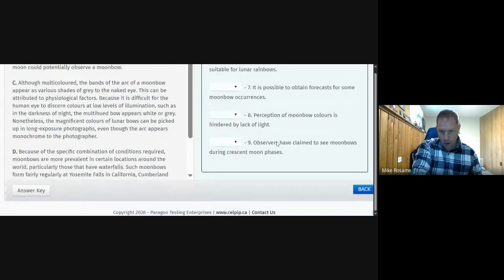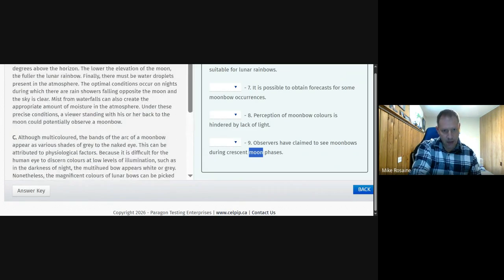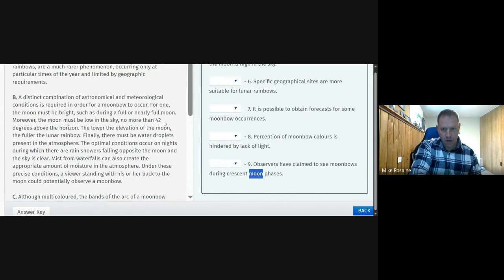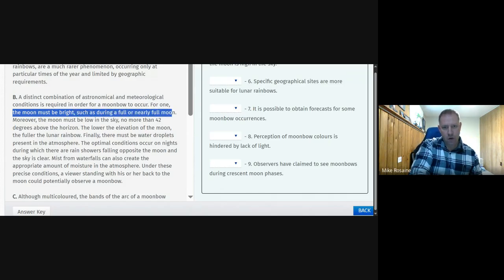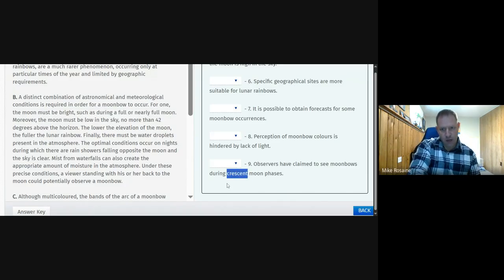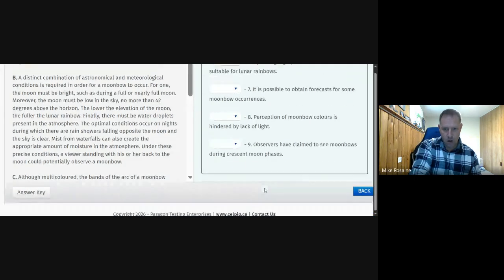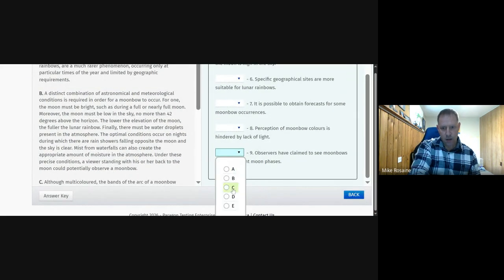And now our last one. Observers have claimed to see moonbows during crescent moon phases. So we're back to the moon. Probably this is B. Okay, so is it B for sure? Let's read. When we get information about the moon, it says the moon must be bright, such as during a full or nearly full moon. Now, a lot of my students aren't too sure about this word. Maybe you too. So at this point, you have to do a guess. If you think crescent means full or nearly full, then you choose B. But if you think, wait, no, I think they're different, I don't agree, then it's going to be E.